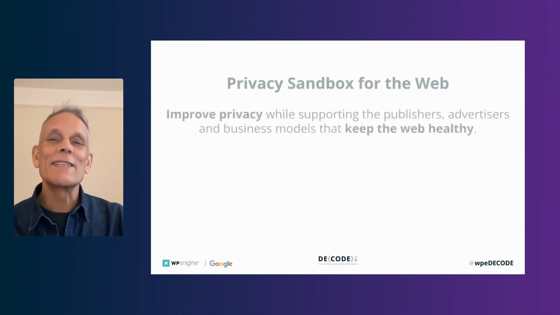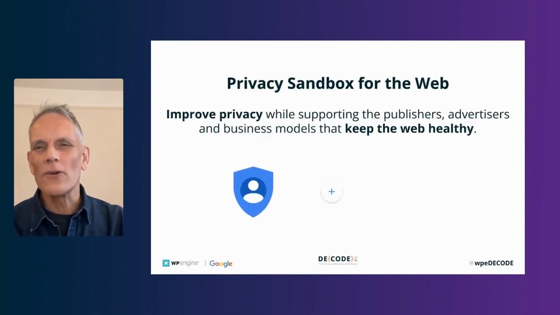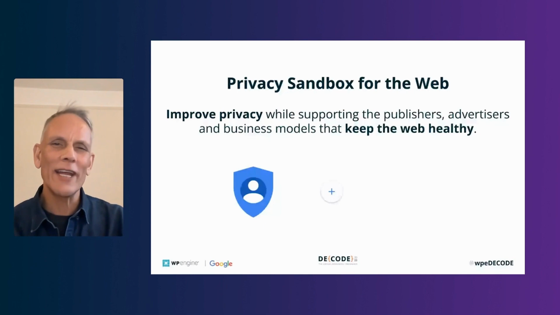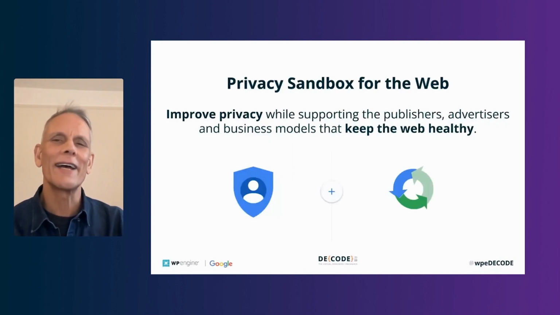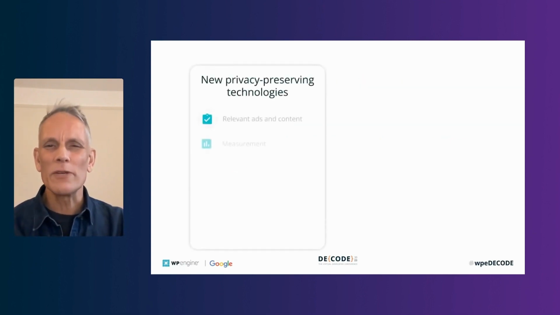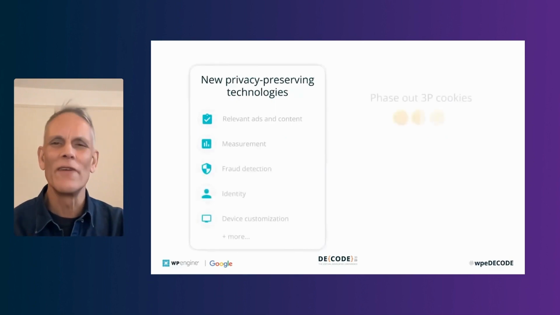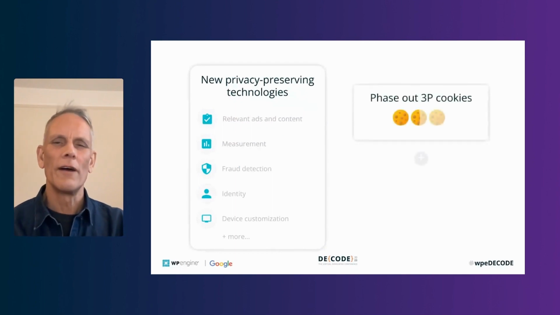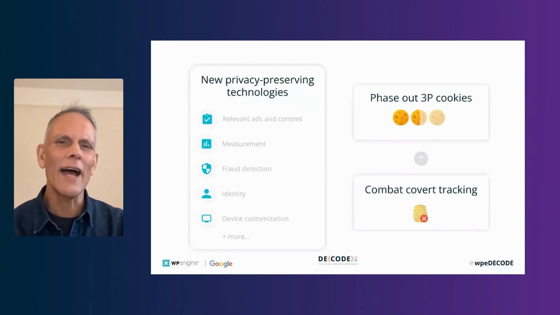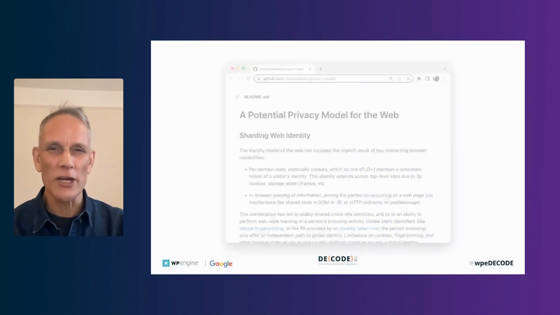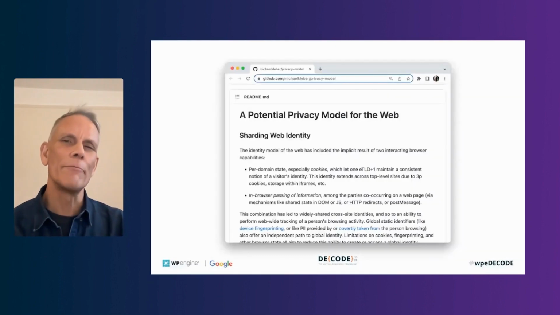So Chrome has been working with the web community alongside industry stakeholders and regulators to develop new privacy-preserving technologies that can support a healthy, sustainable ecosystem. Now, once these new purpose-built APIs are available, we need to make sure companies have time to adopt them so that we can safely phase out support for third-party cookies in Chrome and continue our work to mitigate other types of tracking. Now, the core set of principles for this initiative is the potential privacy model for the web.